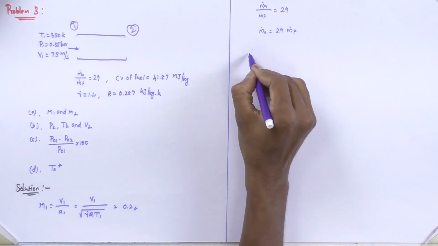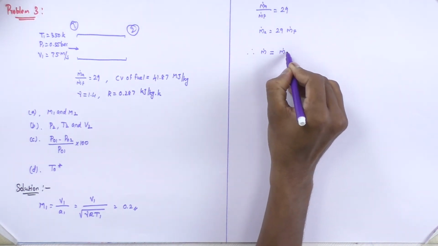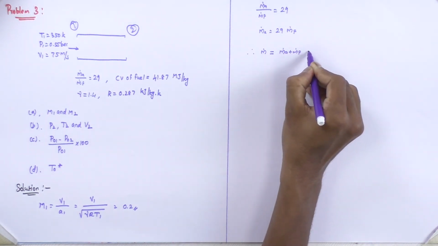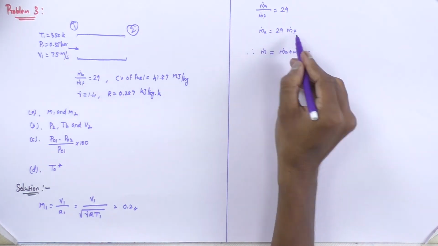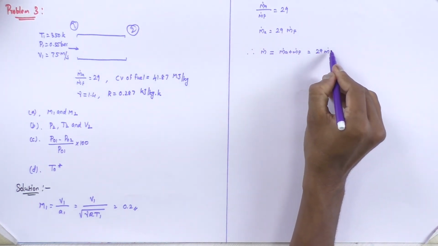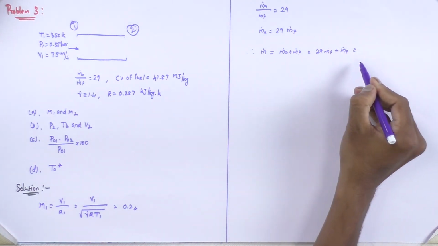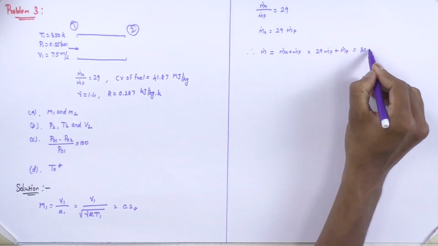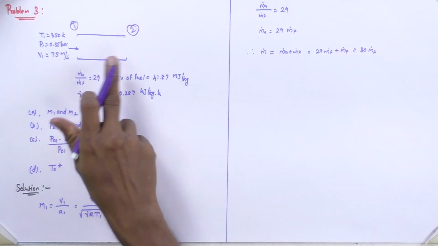So the total mass flow rate is equal to m dot A plus m dot F. Here we can substitute m dot A in terms of m dot F. It is 29 m dot F plus m dot F. So this will give us the summation 30 m dot F. Now let us relate region 1 and region 2.